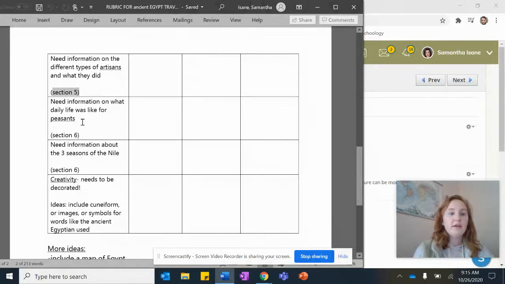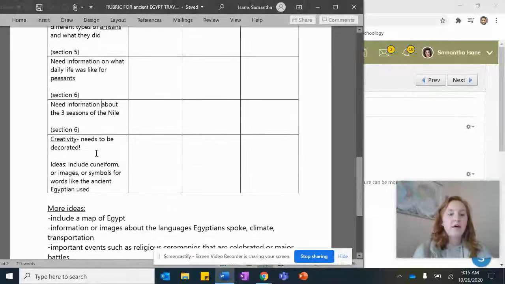Next thing, you need information on what daily life was like for peasants. That is in section 6. And then I want some information about the 3 seasons of the Nile, which is also in section 6. This one I think you could get really creative with and draw for that one.